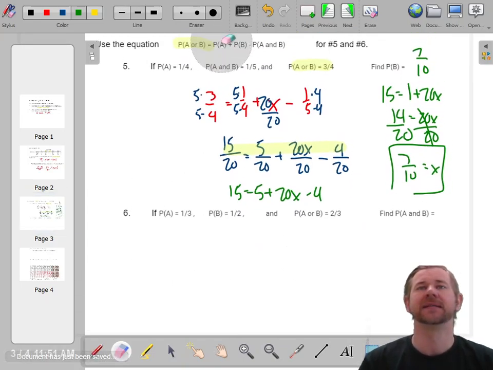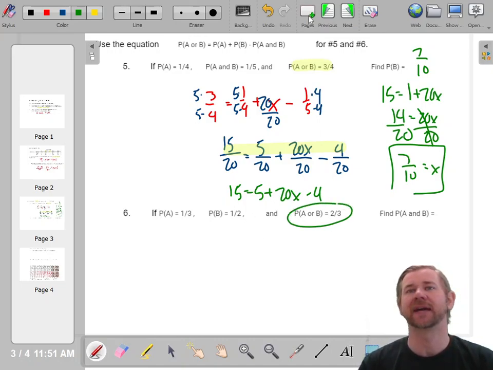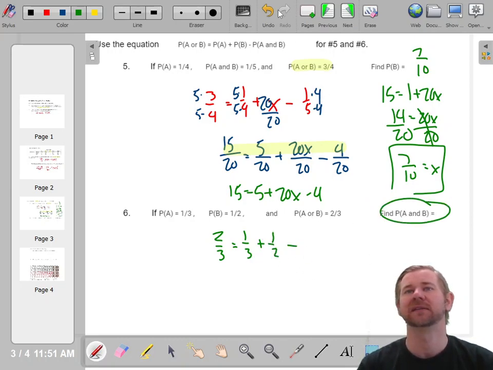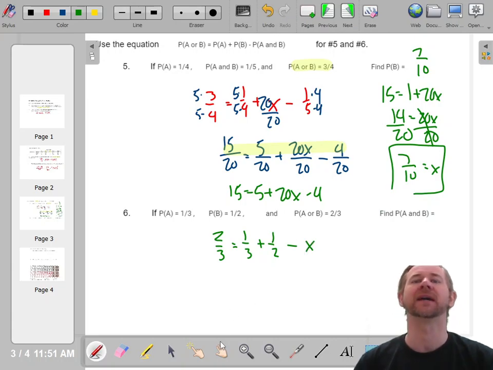Okay. It says P of A or B. I got that 2/3. P of A, I got that 1/3. Plus P of B, I got that 1/2. Minus P of A and B, the overlap, I don't know. I'll just call that my X.